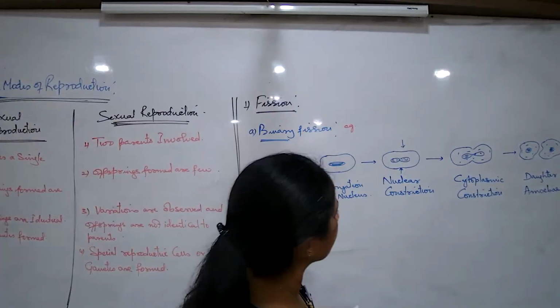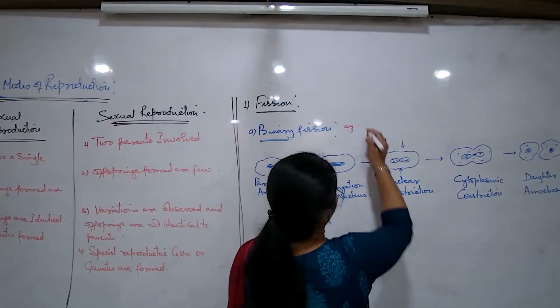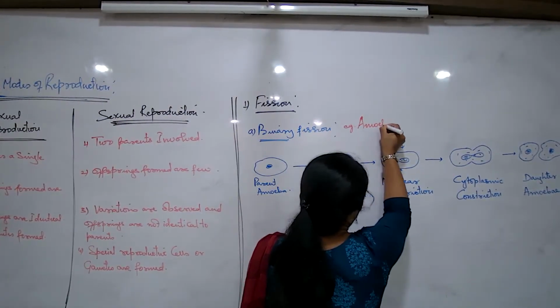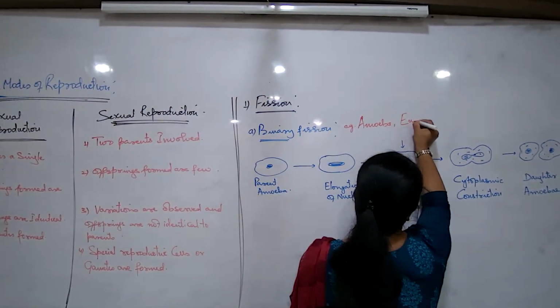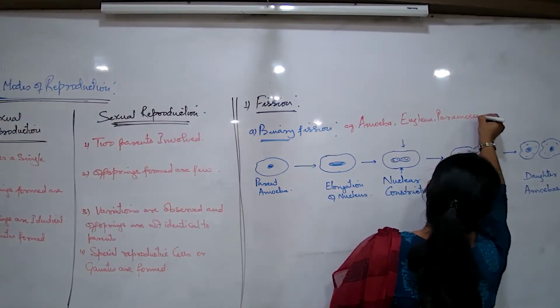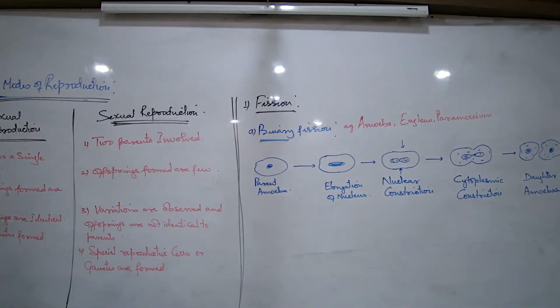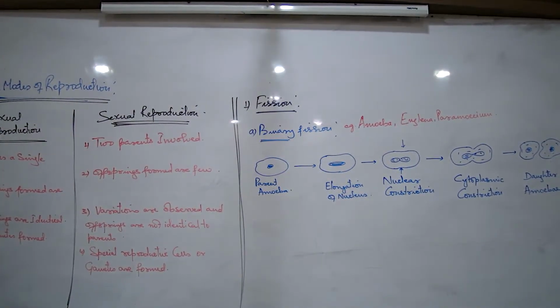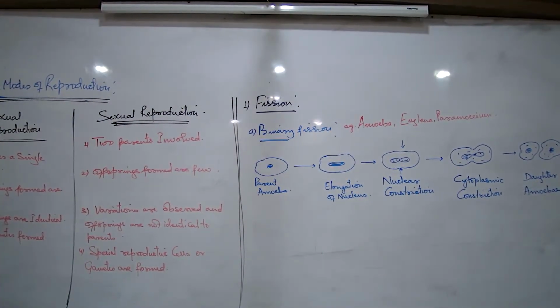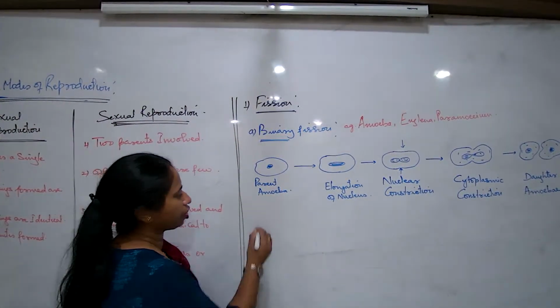This is most common. What type of organisms show binary fission? Amoeba, or we can write euglena, or we can write paramecium. These are the organisms that show binary fission. The first one is amoeba, paramecium, and euglena. Clear? These are all unicellular organisms that show the method of binary fission. Let us talk about the second method.